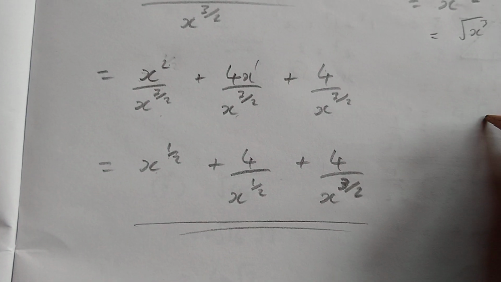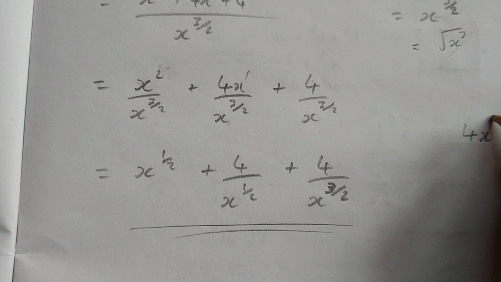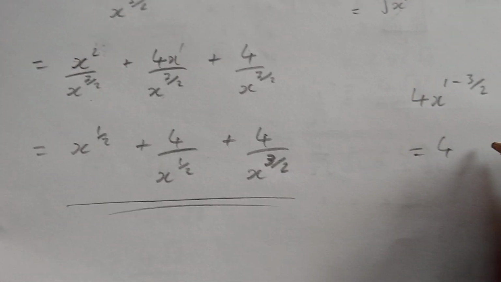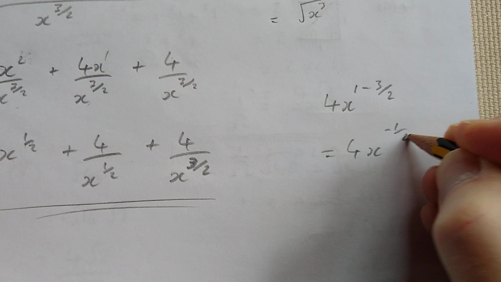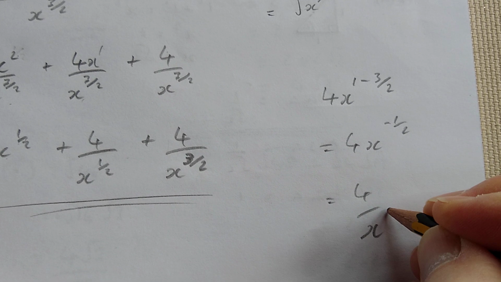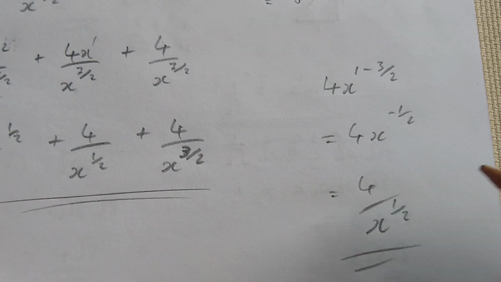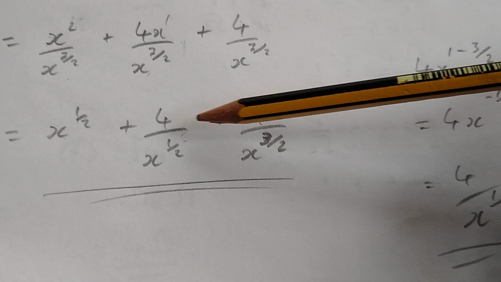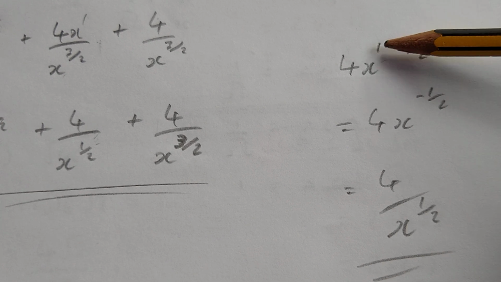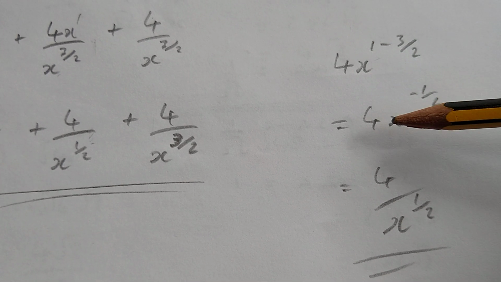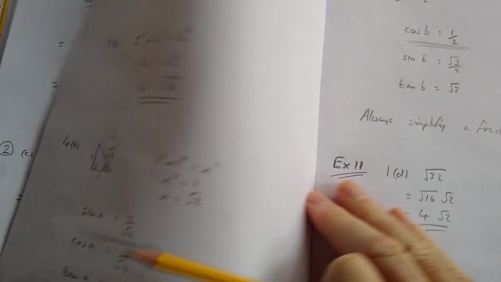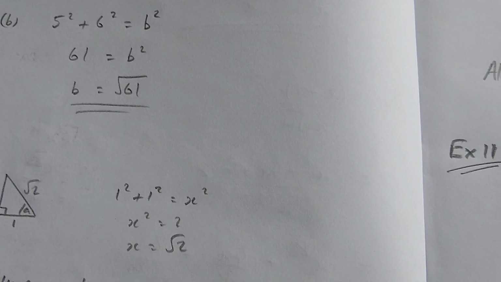So I will just write down where that middle term came from again, because I might have just missed out a little bit of working, which might be exactly why you're looking at this video. Okay, so this middle term from this line to this line, what exactly happened? Well, that's 4x to the 1 minus 3 halves, which is 4x to the minus 1 half, which is 4 over x to the power 1 half. And that is the end of the extra help on exercise 9.